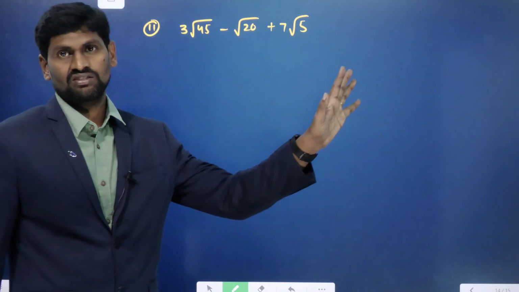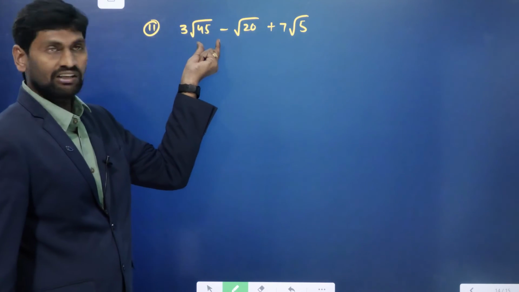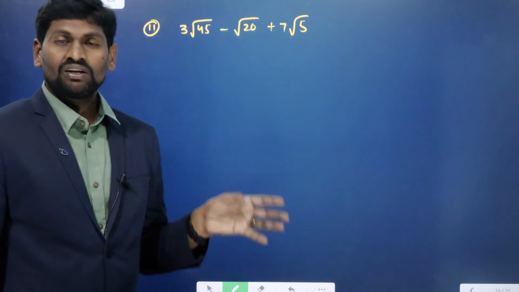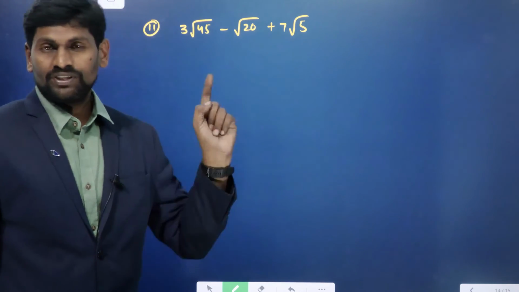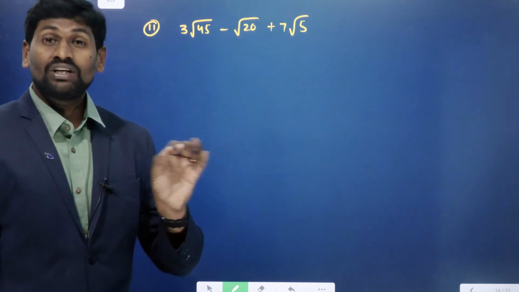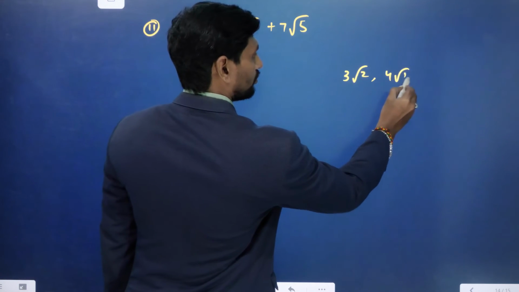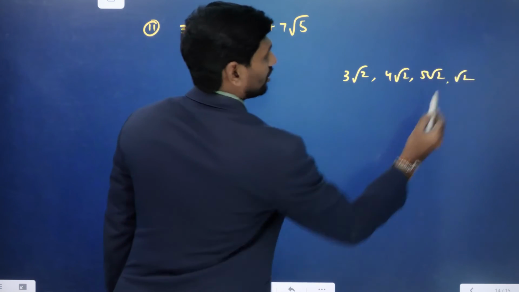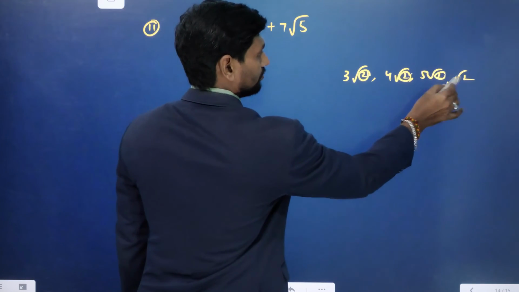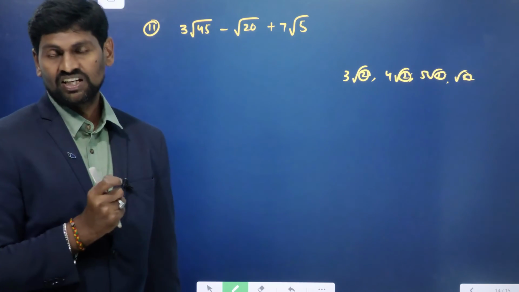But these are all dissimilar surds only. Square order 2 for all of them, but while observing 45, 20, 5, all radicands are different numbers. What are similar surds? Order must be the same and the radicand must also be the same, like 3 root 2, 4 root 2, 5 root 2, root 2. These are all similar surds because all have order 2 and radicand 2. Same order with same radicand we consider as similar surds.